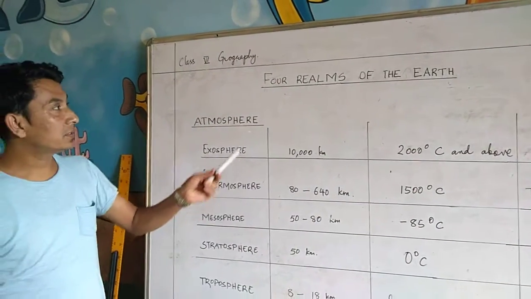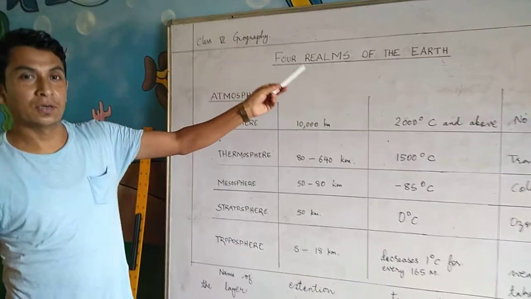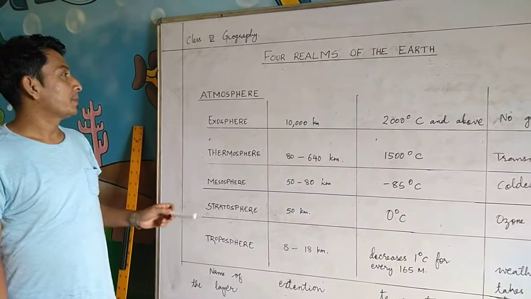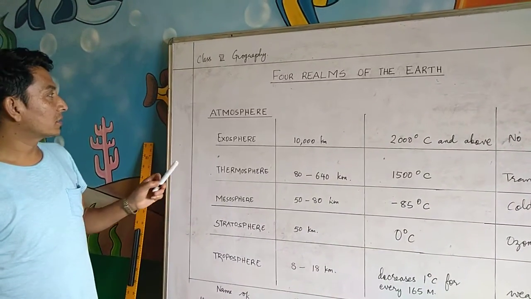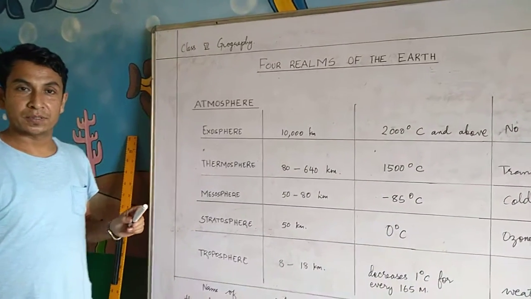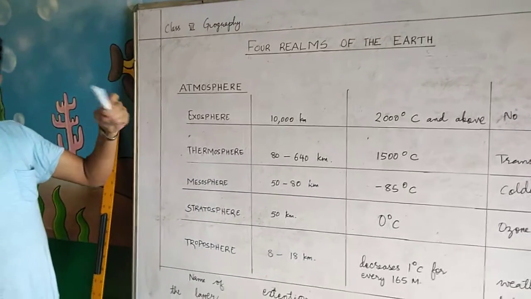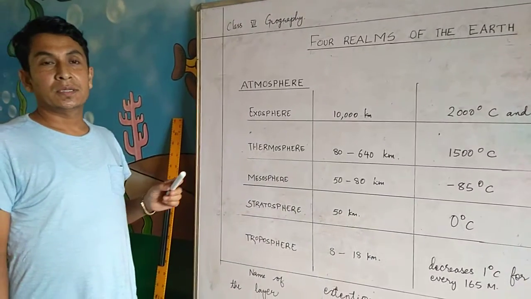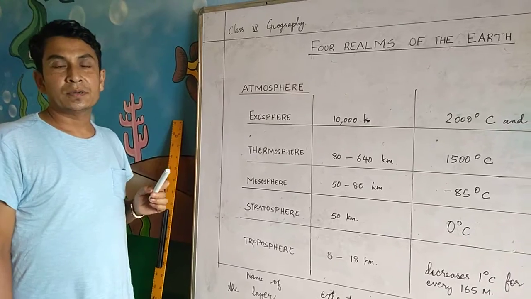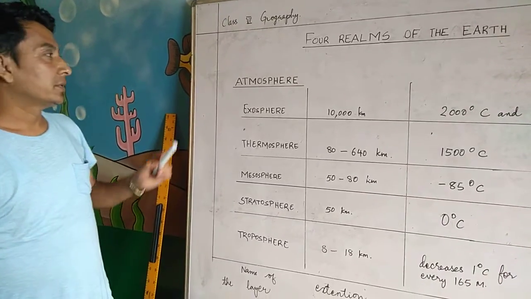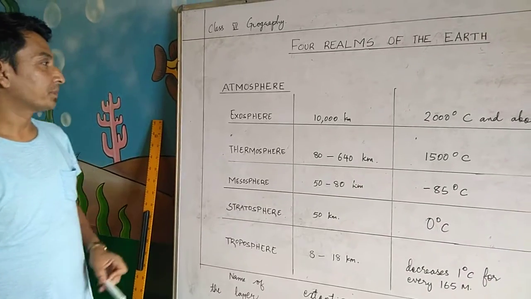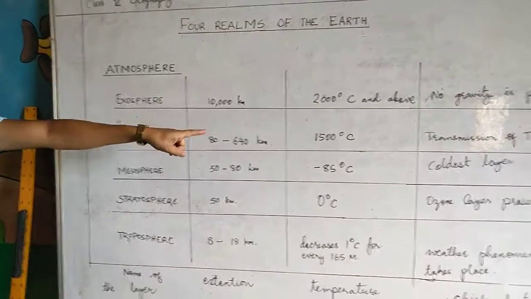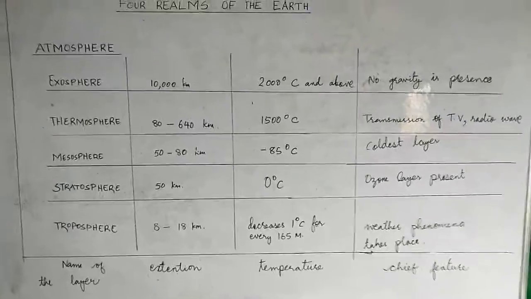Today's topic is four realms of the earth, and among the four realms we are discussing atmosphere today. In our previous class we discussed lithosphere and hydrosphere. Now we discuss atmosphere. So you can see this table.